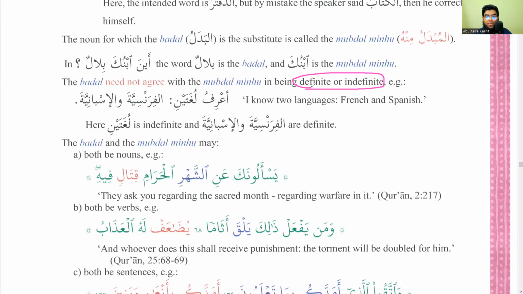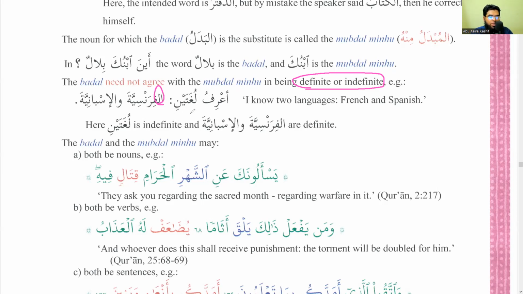the rules are very strict, that if it is marifa, use marifa, mausuf, sifa, manut. If it's alif lam, tanween, masculine. But badal is fine because it can be understood. So if it's definite, you can use indefinite also. Like for example, arifu lughataini al-firansiyata wal-isbaniya. You use al because it's understood, right? So you can use definite, indefinite, it's fine with mubdal minhu.